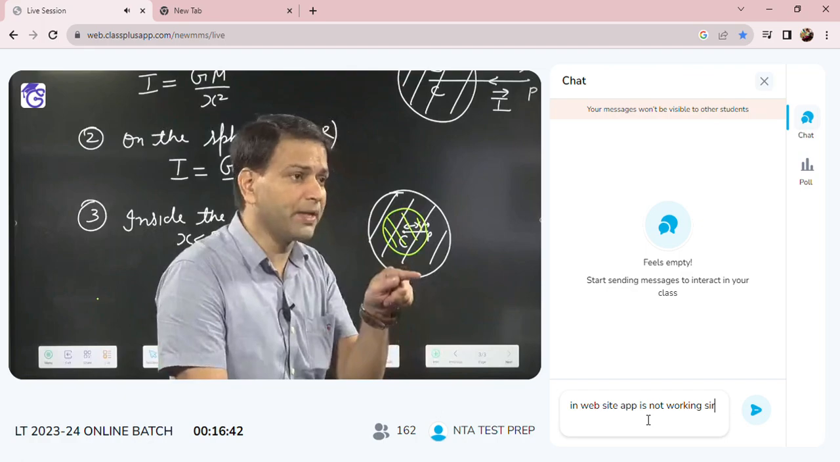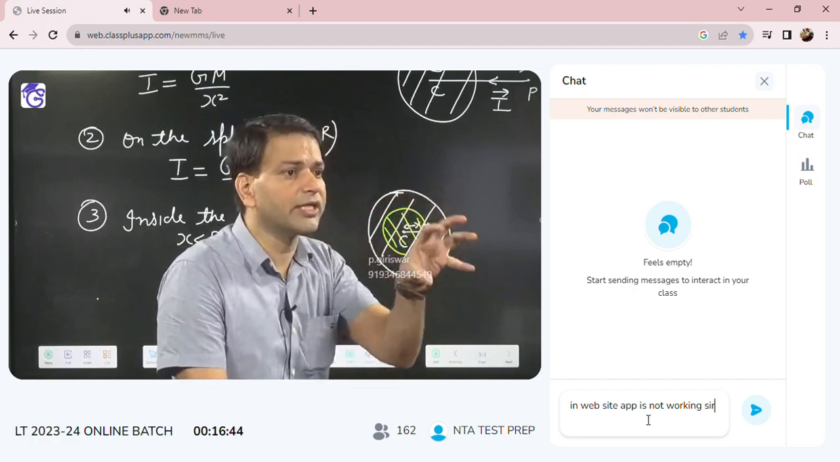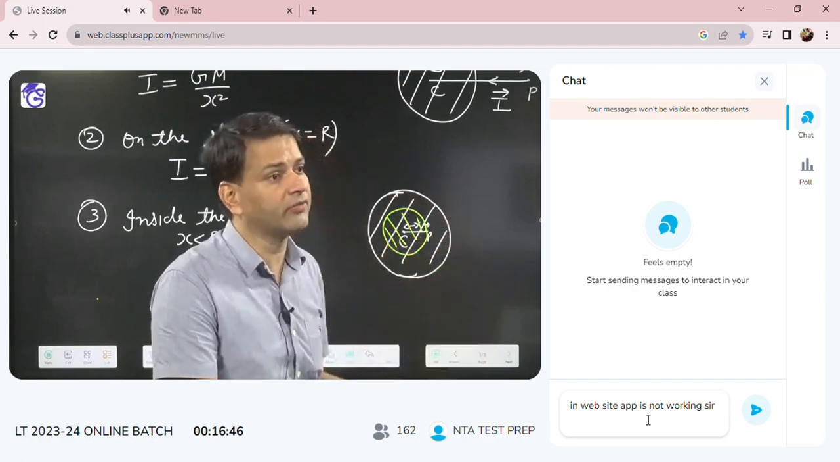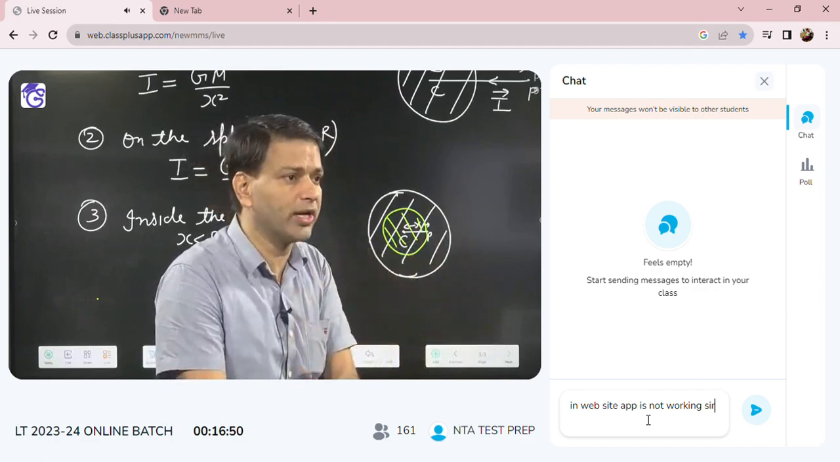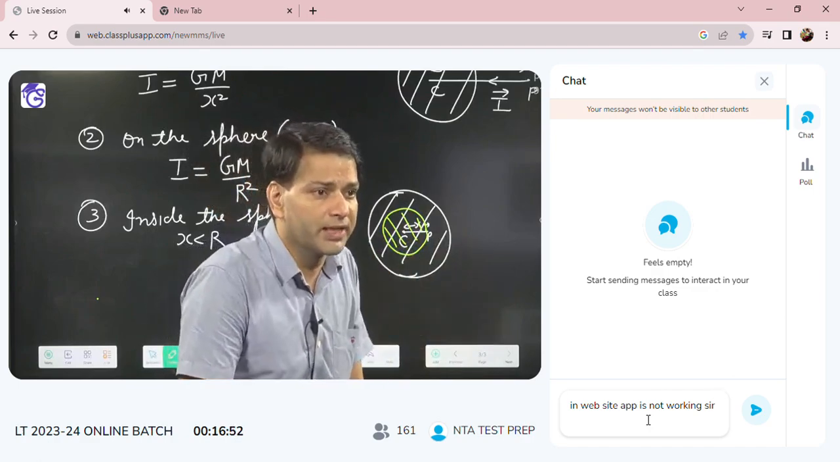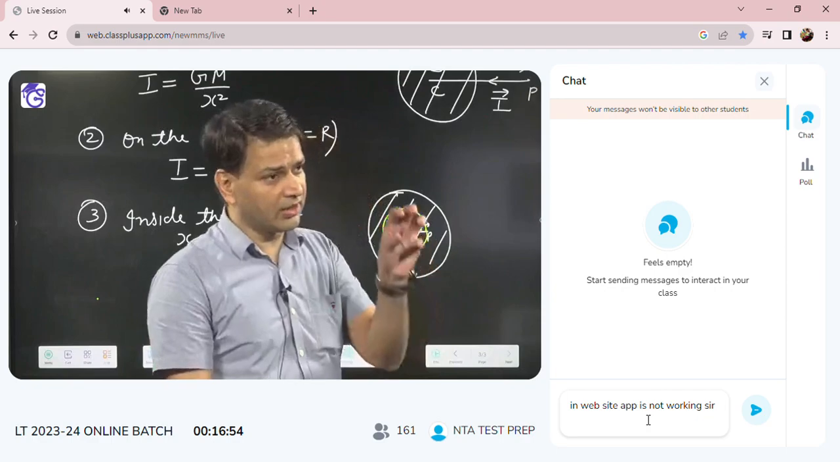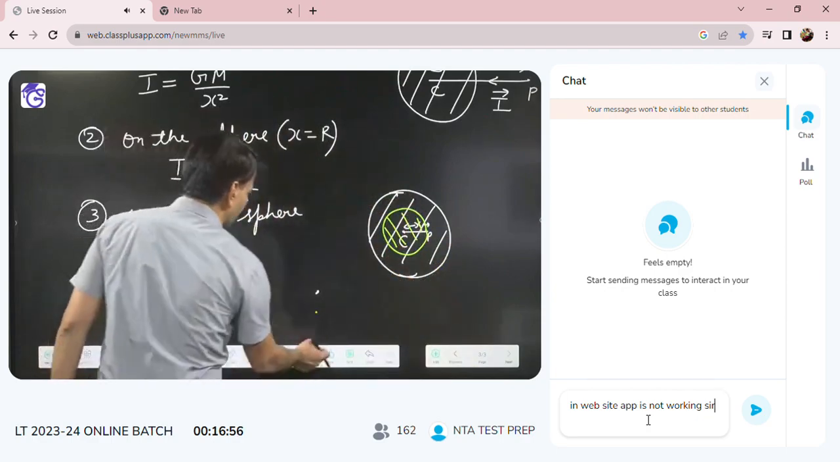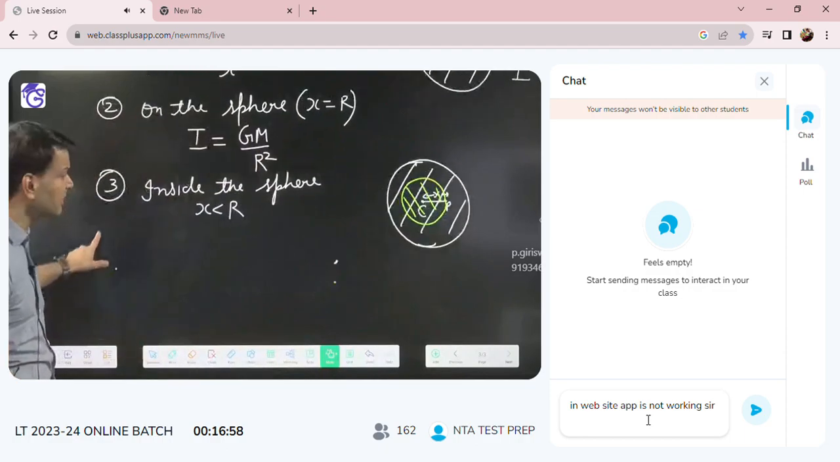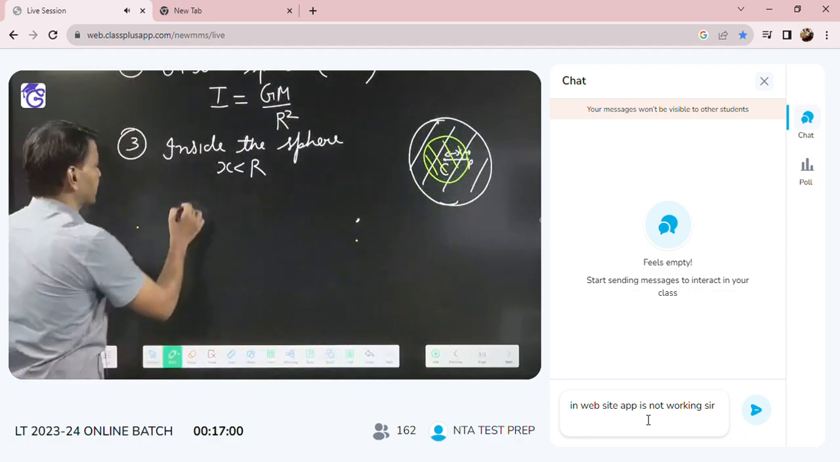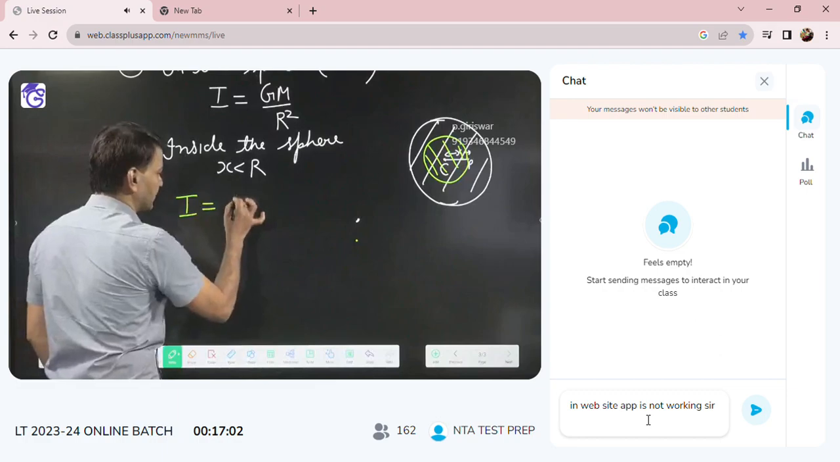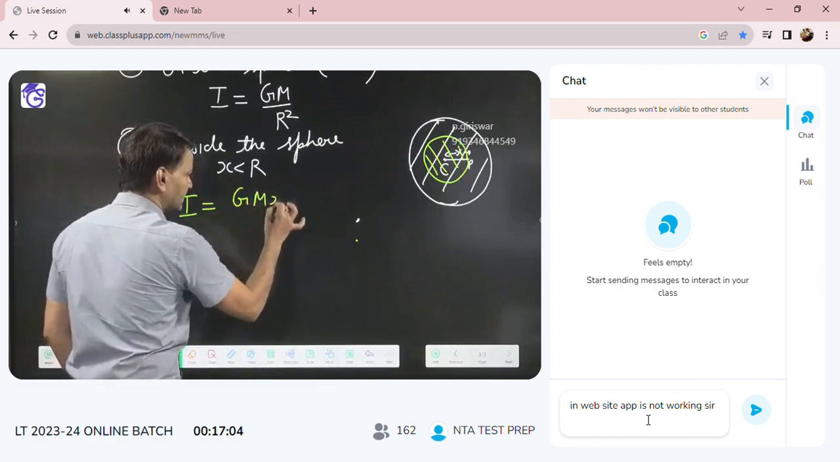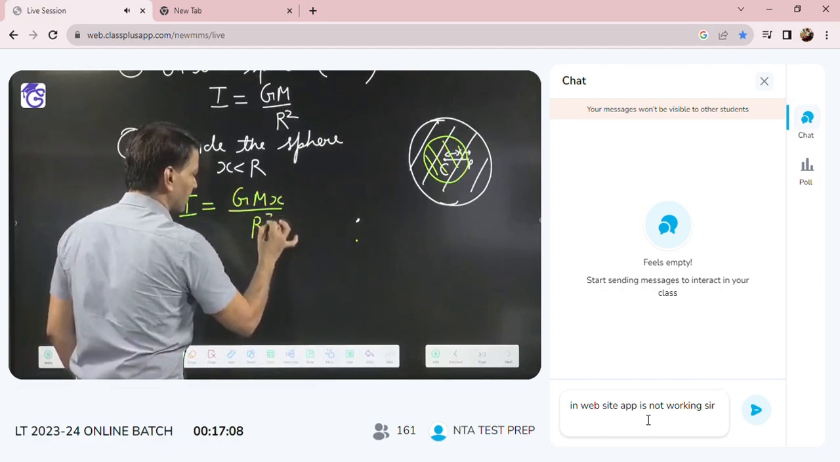But at point P, there is an intensity due to the green solid sphere. That's why the result will not come as GM by capital R square or GM by x square. Getting my point or not? Because here, inside the green sphere, the mass will be different. Okay, we can derive it, but the derivation is not important. Then the intensity at point P, what can we say? I is equal to GMx by R cube.